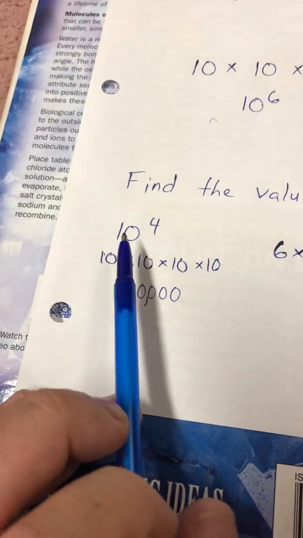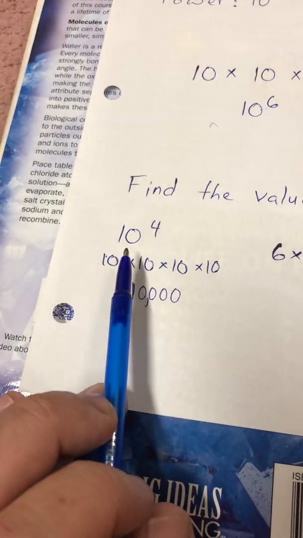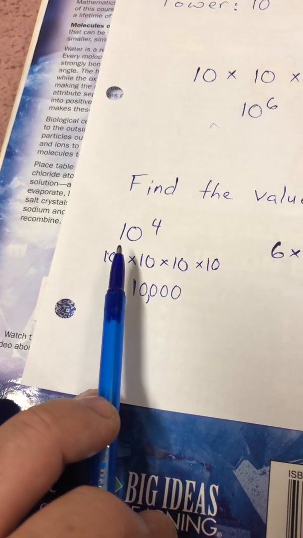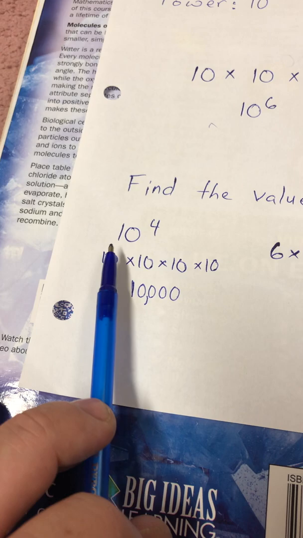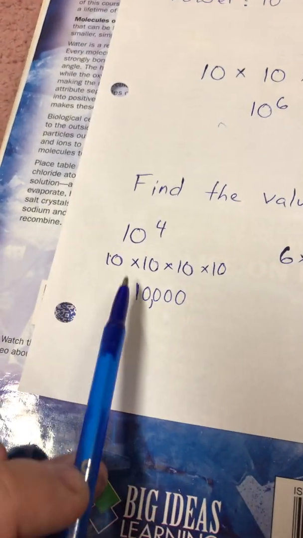And I can also think of this as 1 with 4 zeros after it. So anytime we have 10 to the power of 4, I can think of it as a 1 with 4 zeros after it. 10 to the power of 5, a 1 with 5 zeros after it. So that's another way you can think of it when 10 is the base number.